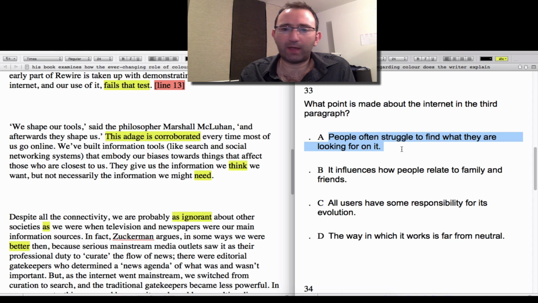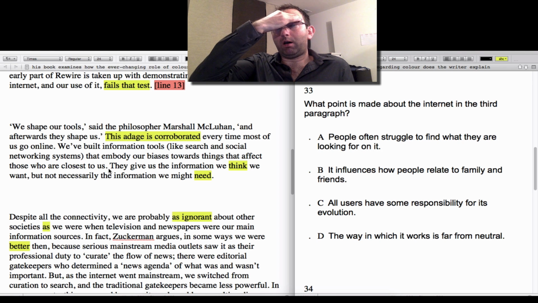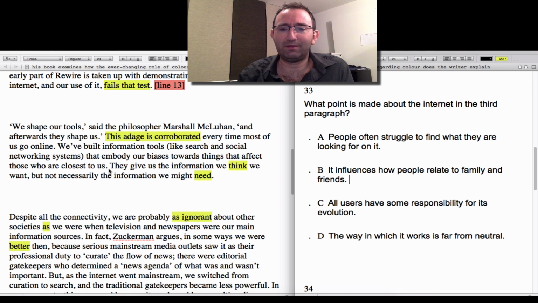People often struggle to find what they're looking for. No, they do give us the information we're looking for. The point of this paragraph is we shouldn't be looking for that information. So it influences how people relate to family and friends. The information tools embody our biases towards things that affect those who are closest to us. Oh, wow. I don't even want to work out what that means. I'm too tired.